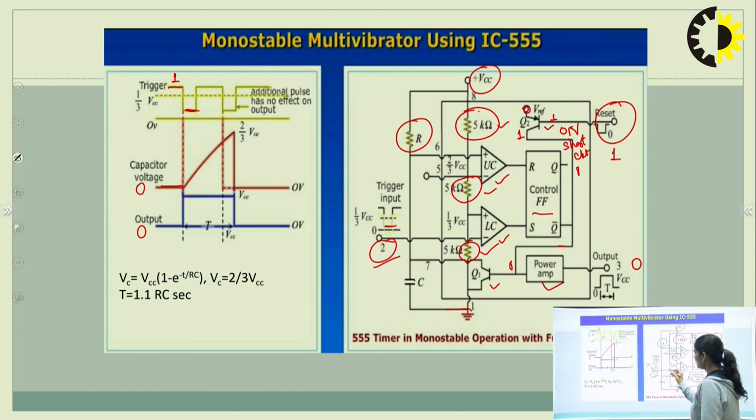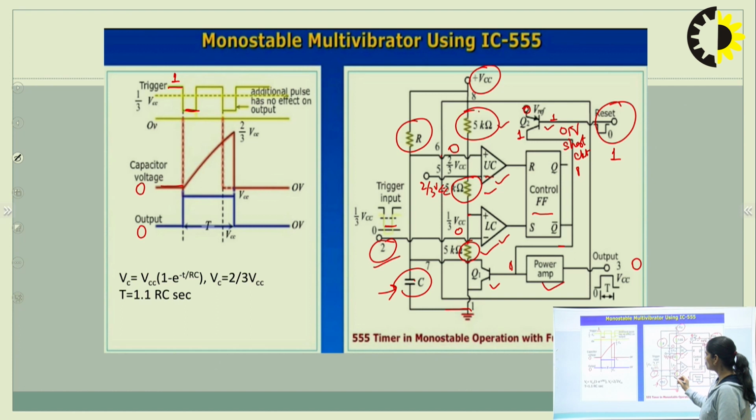Okay. Now the positive terminal of this lower comparator is 1/3 VCC, and for the upper comparator it is 2/3 VCC. The other terminal is connected to this capacitor, which is equal to 0. The inverting terminal of this upper comparator is 2/3 VCC. For the lower comparator, the positive terminal is connected to 1/3 VCC and the negative terminal is connected to 0. Initially the voltage across this capacitor is equal to 0.